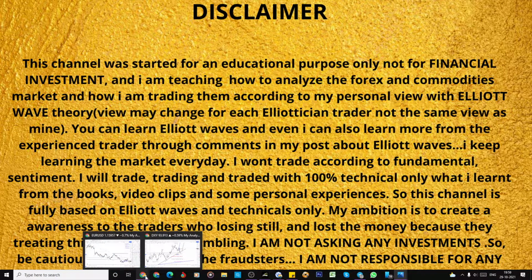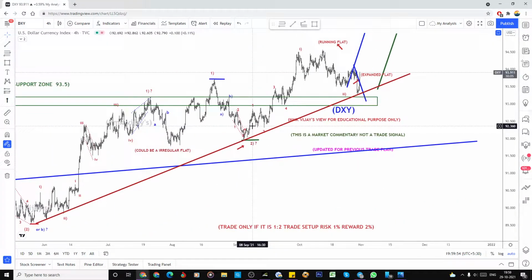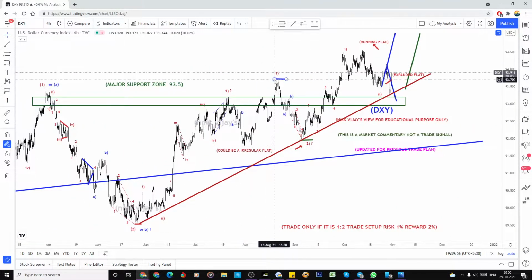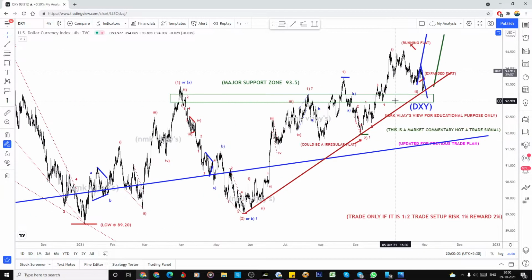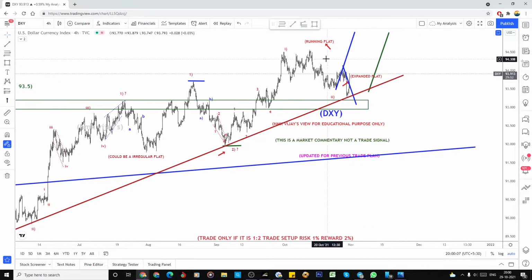So let's move on to first, DXY. As I expected, whether this is a wave 1 or wave 2, or this could be our intermediate wave 1 and 2. So we are in the third wave, and whether the second wave has finished or not, we have to watch for this high to break.